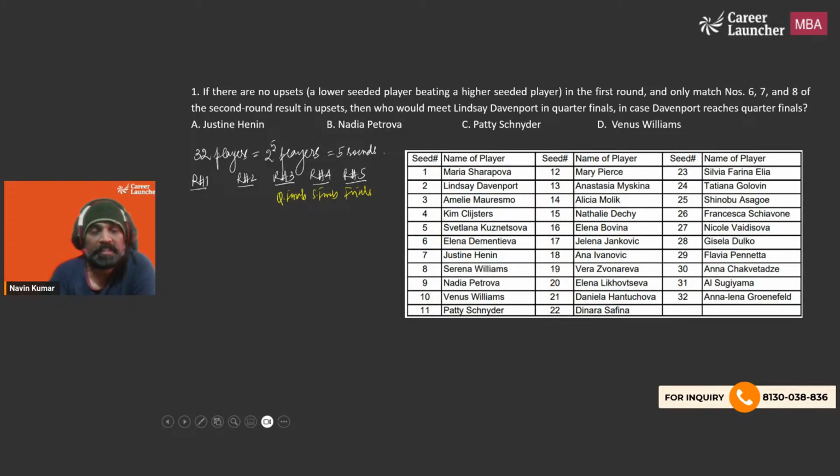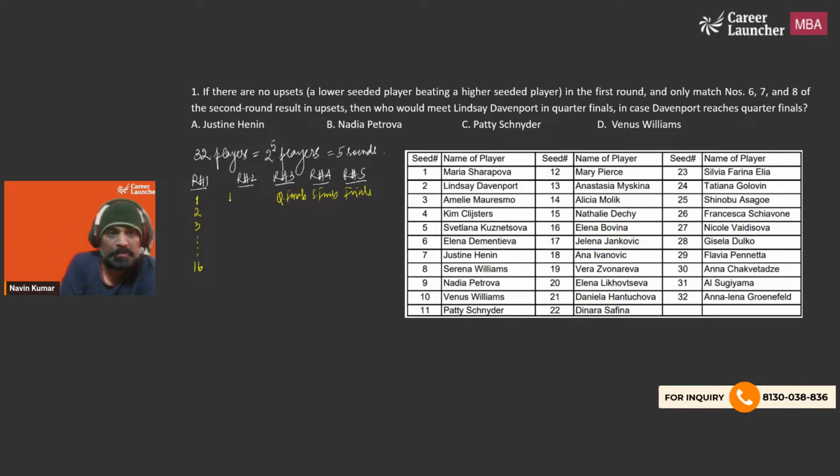So in the first round, it says there was no upset. No upset means between seed number 1 and 32, seed number 1 wins, seed number 2 wins, seed number 3 wins, and so on up to seed number 16. So the top 16 players win in the first round and they move over to the second round.